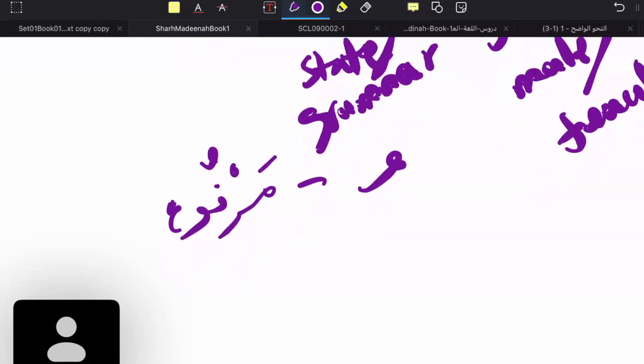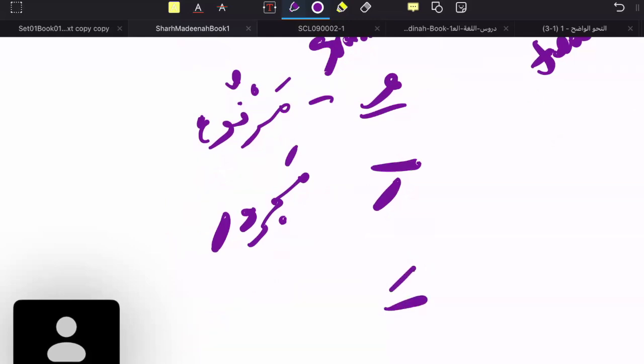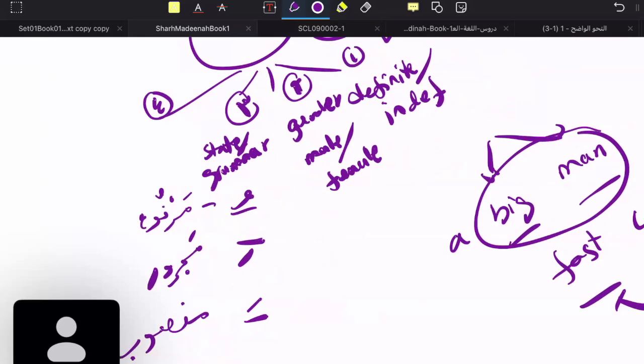And then we also learned how we change from the Dhamma into a Kasra. This is called Majroor. Again, we will learn them later. And then it also has another state, Fatha, which we'll call Mansub. So as you can see, just by looking at a word, we should be able to understand what its grammatical state is right now. Is it in the Dhamma state? Is it in the Kasra state? Or is it in the Fatha state?